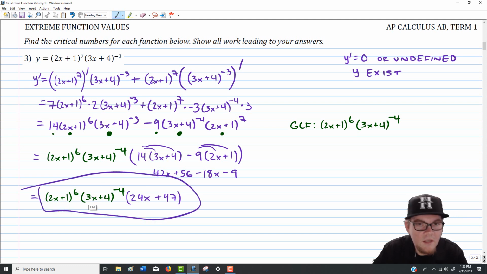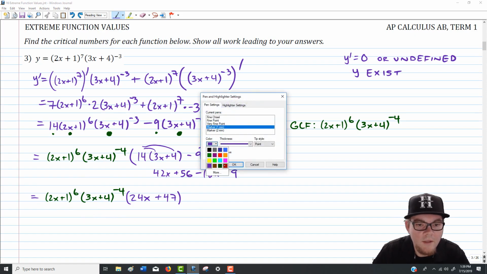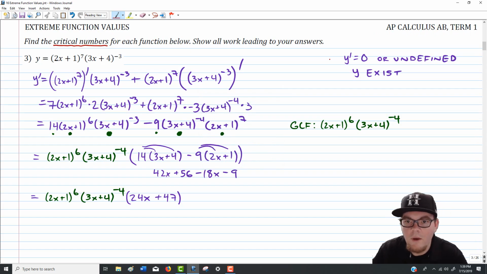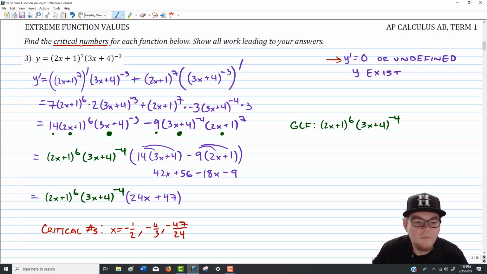I know it's tempting to go, yeah, I'm done. But remember, that wasn't the question we were asked. We were tasked, let me remind you, my friends, to find the critical numbers for each function. So we're looking for where the derivative is 0 or undefined, as well as when y still exists. So looking in here, it's very tempting to write out, right off the bat, that the critical numbers are just the 3 zeros that we see there. We get x equals negative 1/2, negative 4/3, and negative 47 over 24. And what a fun collection that is.